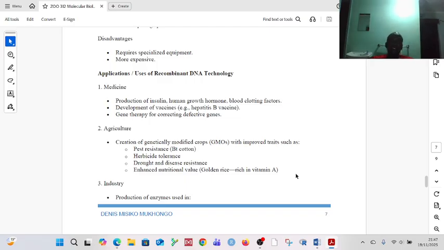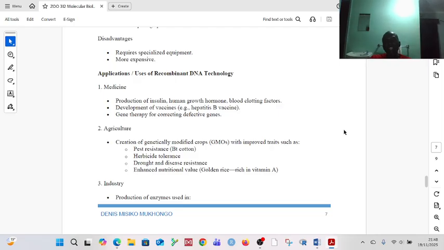The second area is in agriculture, where we have the creation of genetically modified organisms, in this case, crops. Such genetically modified crops will have some improved traits. So you have things like pest resistance, herbicide tolerance, drought and disease resistance. Then you can also enhance certain vitamins in some of these crops, so you can enhance the nutritional value of some of these crops.